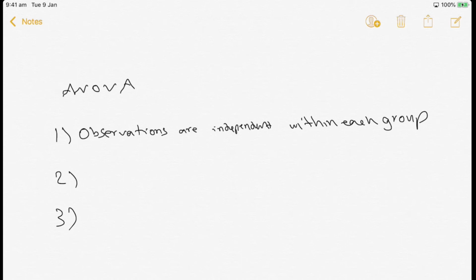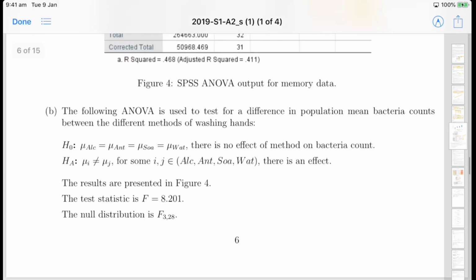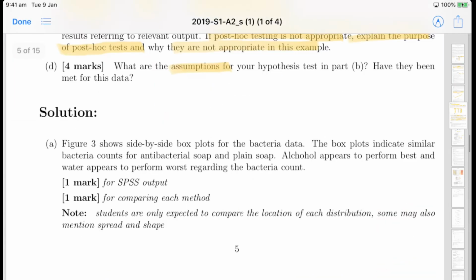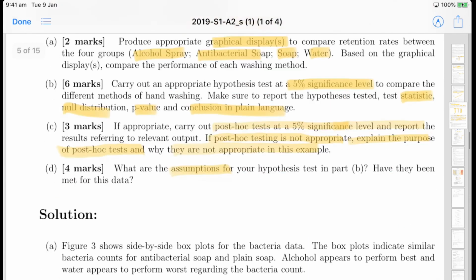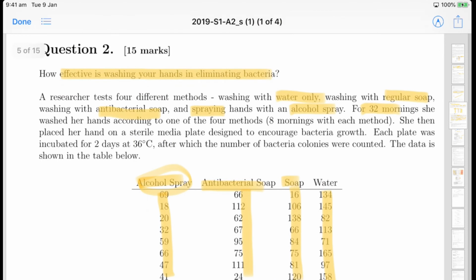Just go back and look at the question and see if there is any information given to us on whether they are independent or not. If you look at the question, we haven't really given you any information, and we can't really interpret them and find a reasonable answer to say they are independent. So you can simply say we haven't been given any information and this assumption may not be met.